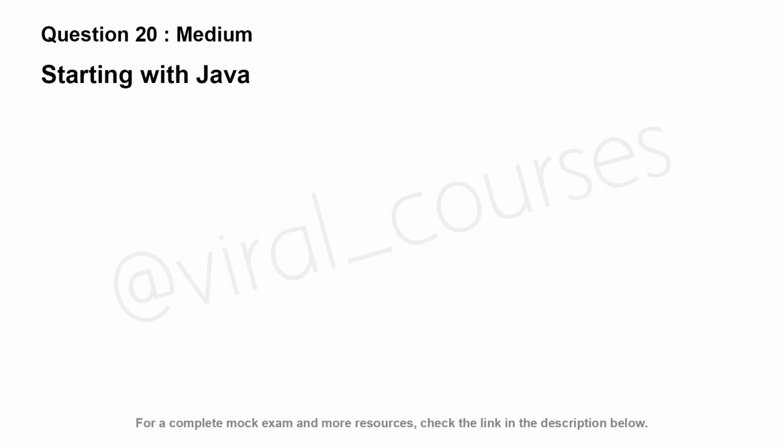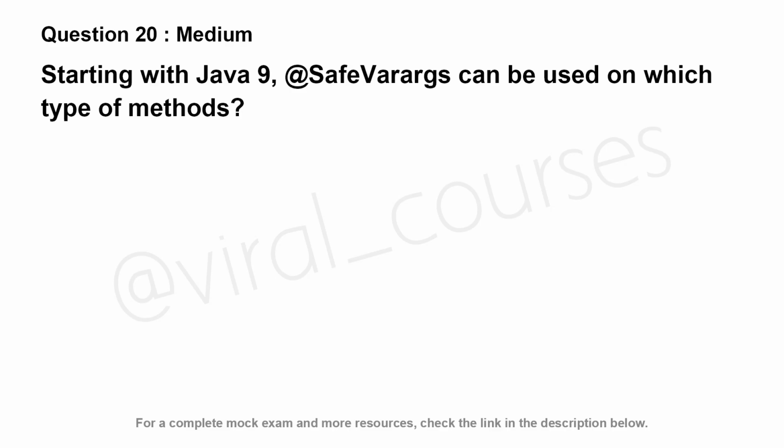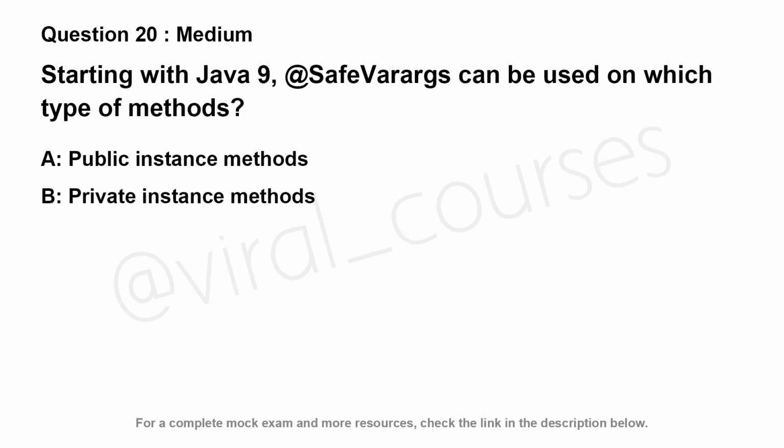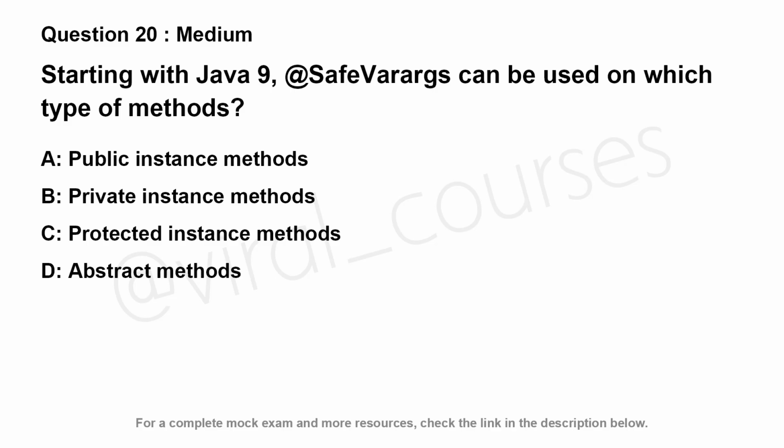Starting with Java 9, @SafeVarargs can be used on which type of methods? Option A. Public instance methods. Option B. Private instance methods. Option C. Protected instance methods. Option D. Abstract methods.